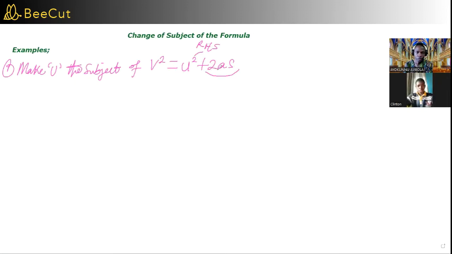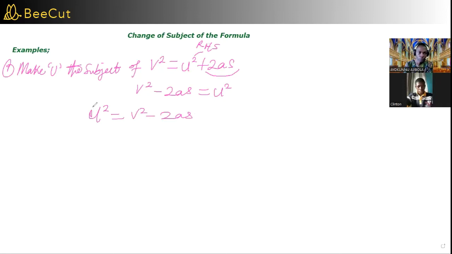So in an attempt to remove the 2as, what I will do is to take it and transfer it to the other side. It was positive here, so it's going to become negative. So that becomes v square minus 2as equal to u square, because I've removed that one to the other side. Now u square is standing alone, but what I need to stand alone is not u square but u. So what I have is u square equal to v square minus 2as.